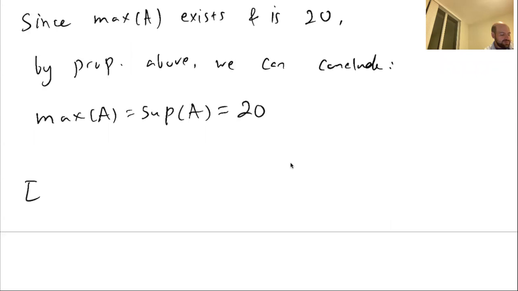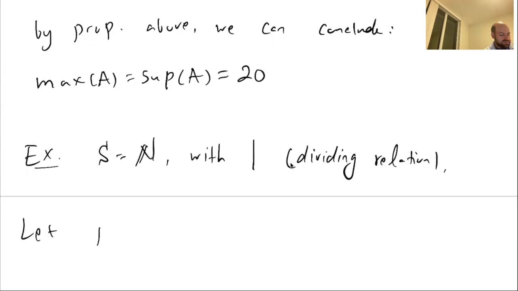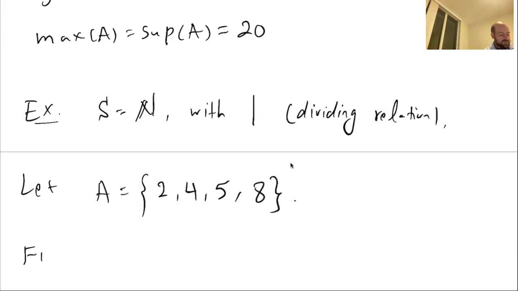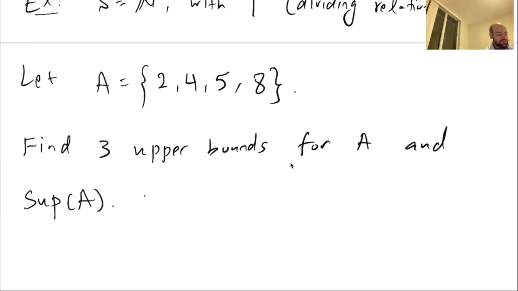Okay, so let's look at another example. Let's say this time S equals Z or N with the dividing relation. And let A equal 2, 4, 5, and 8. Find, again, 3 upper bounds for A and the supremum of A. Does maximum A exist?